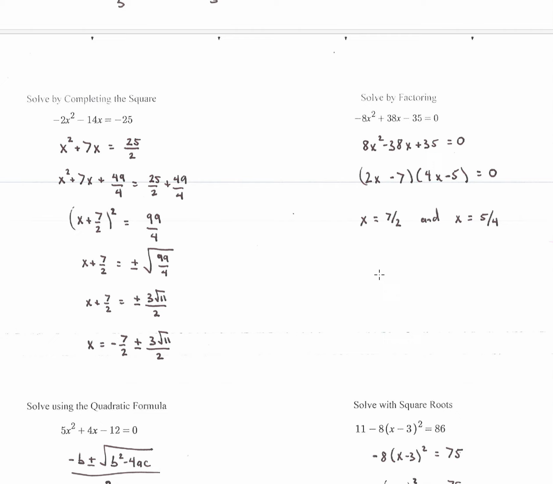8 is not a prime number, so it could have been 8 and 1, or in this case 2 and 4, ended up being 2 and 4. 35, well, the only factors of 35 are 1 and 35 and 5 and 7. So play around with it for a little bit.